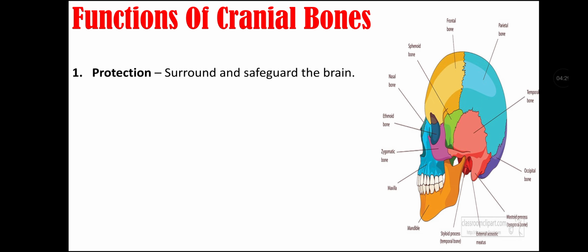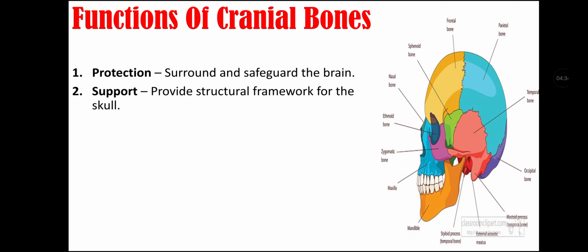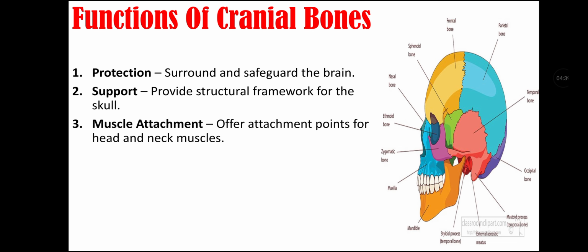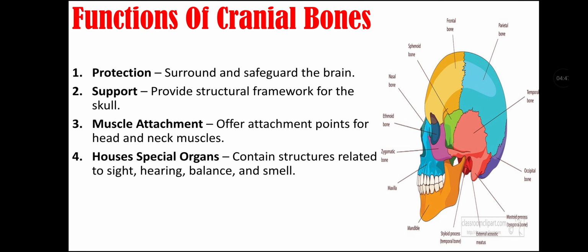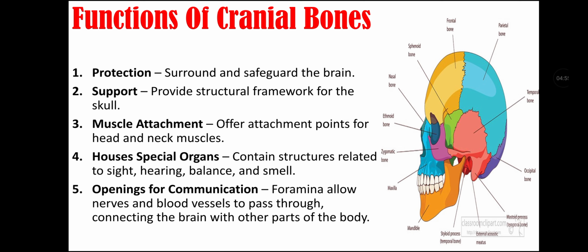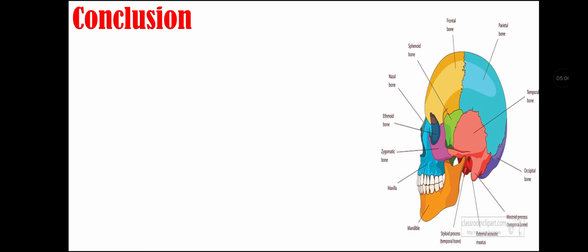Functions of cranial bone. First function is protection, as the cranial bones surround and safeguard the brain. Second function is support, as the cranial bone provides structural framework for the skull. Third function is muscle attachment, as they offer attachment point for the head and neck muscles. Fourth function is that it houses special organs, as cranial bone contains structures that are related to sight, hearing, balance, and smell. Fifth function is opening for communication, as there are foramina in cranial bones that allow nerves and blood vessels to pass through, connecting the brain with other parts of body.